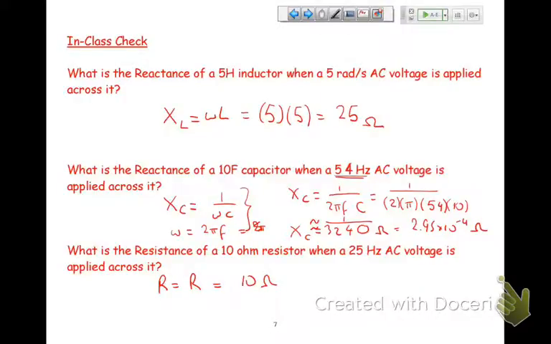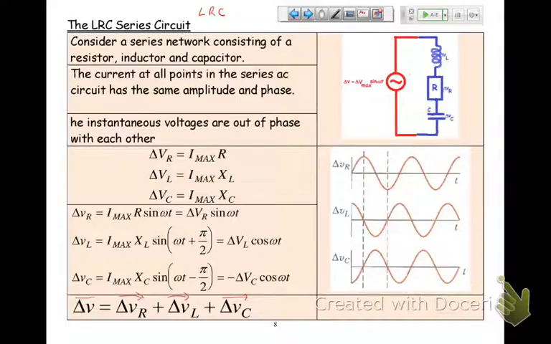Anyway, okay, let's do the next bit, and the next bit is put these guys together. So LRC: consider a series network consisting of resistor, inductor, capacitor. The current at all points in the series AC circuit has the same amplitude and phase. The current is constant through a series circuit, yeah? So it's going to be the potential differences that switch off.